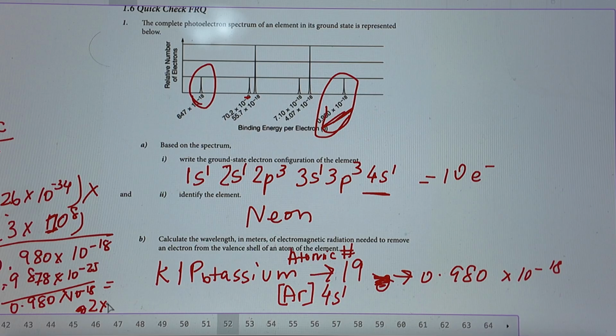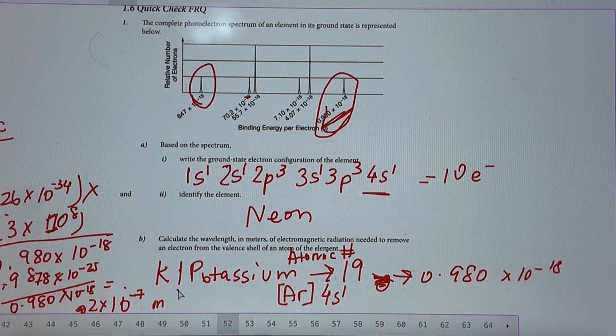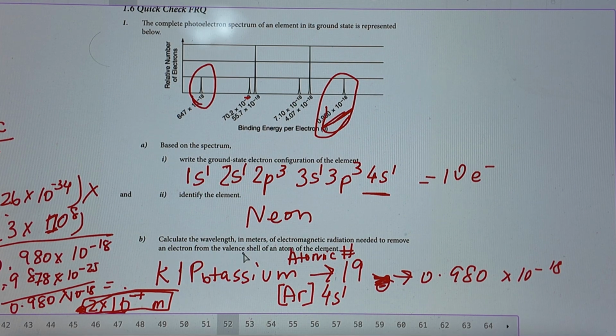So that's 2 times, let's say approximately. And if we're dividing negative 25 by negative 18, you just subtract and you get 10 to the negative 7 meters. Again, I'm new to the platform. So that's 2 times 10 to the negative 7 meters, and that's how you would calculate the wavelength. Next question.